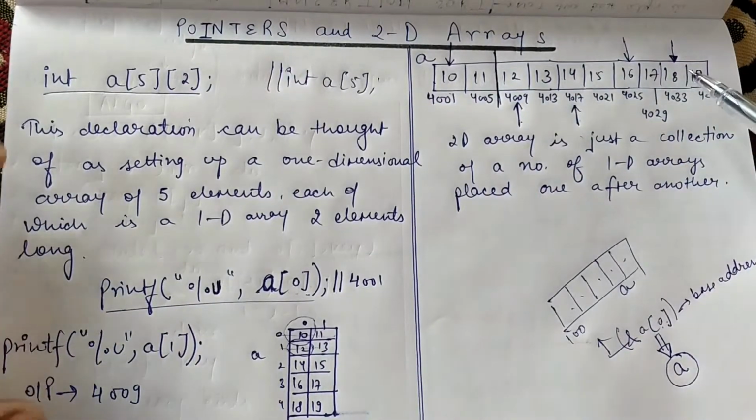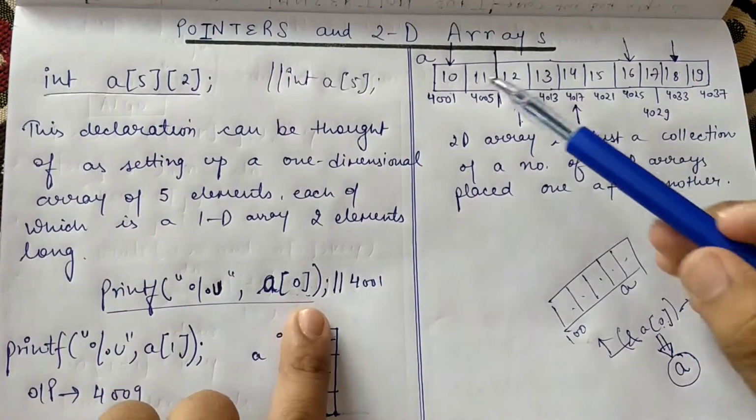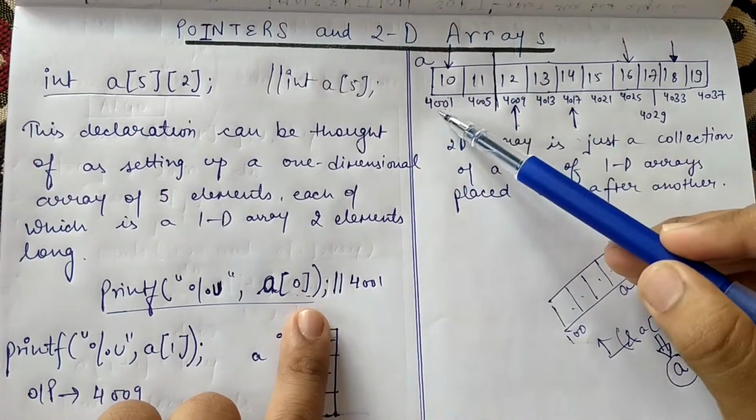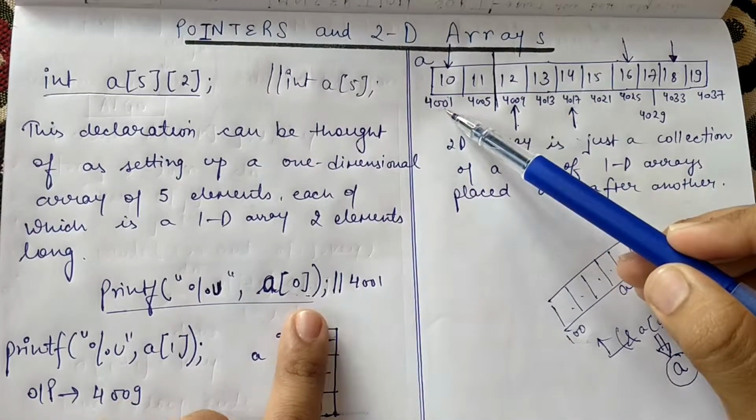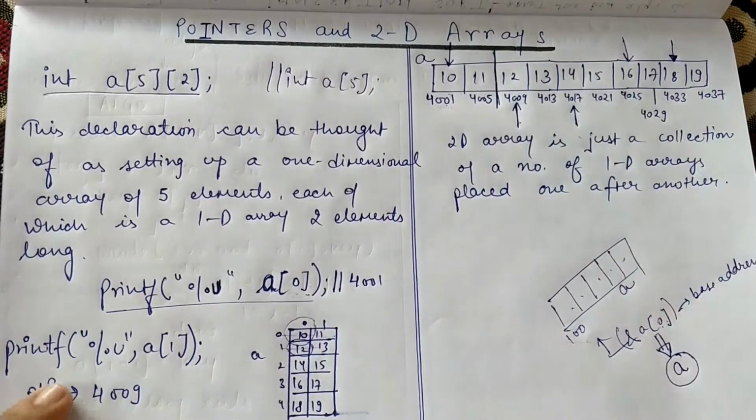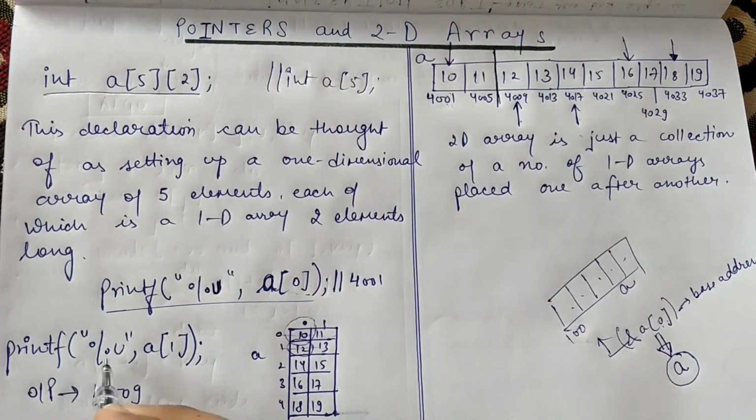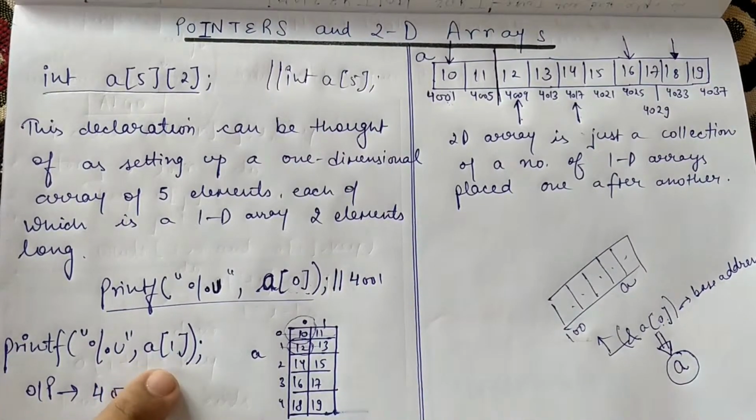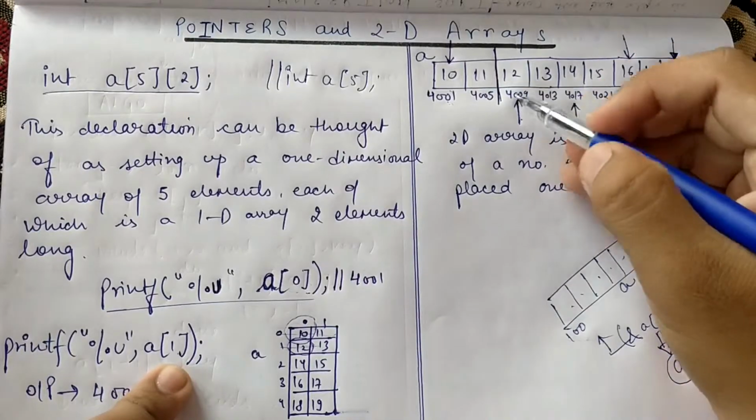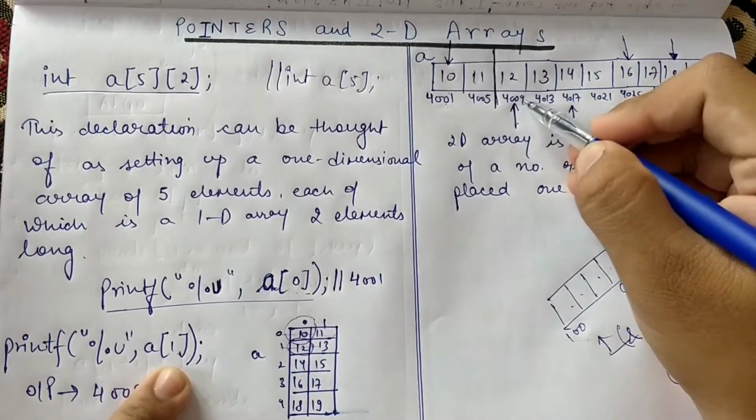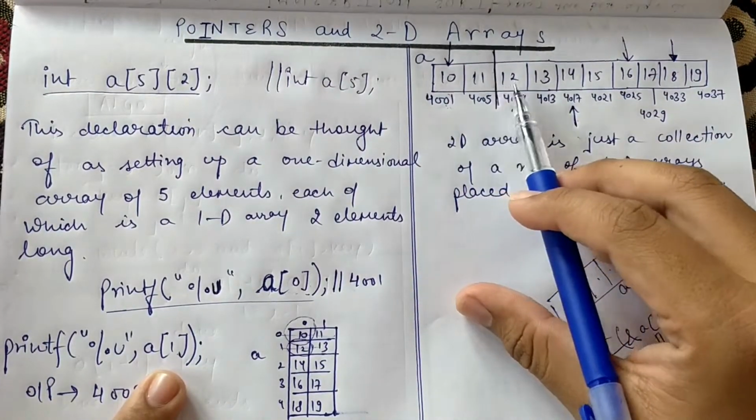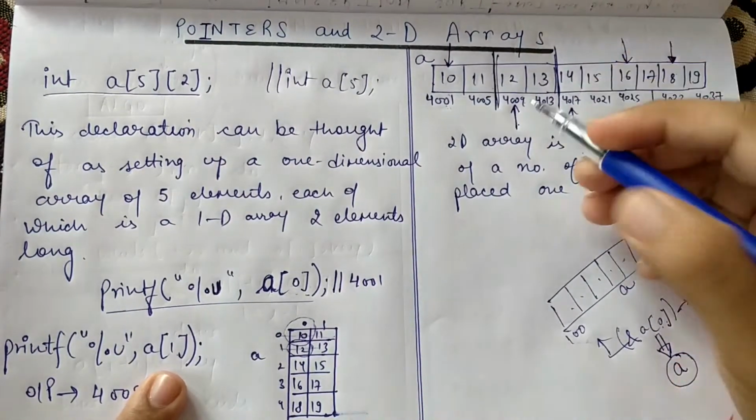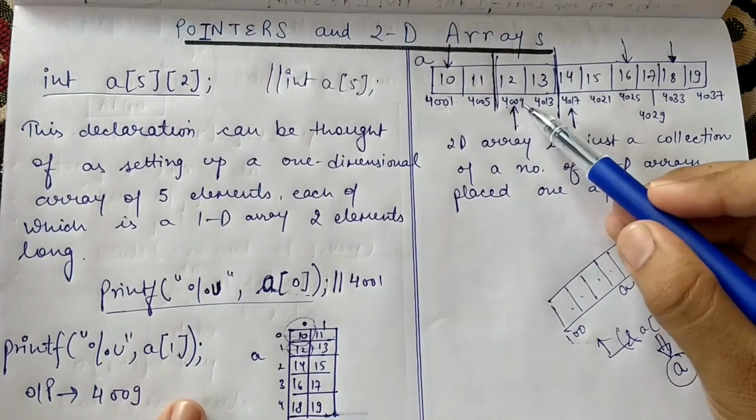So these are the 5 one-dimensional arrays, and when I say a[0], this will mean the address of this. So a[0] will print its address, that is 4001. Similarly, when I say printf("%u", a[1]), this will print the address of the first 1D array. The address of the first 1D array here is 4009. This is the 0th one-dimensional array, this is the first one-dimensional array, from here to here. So that's why it will print the address 4009.